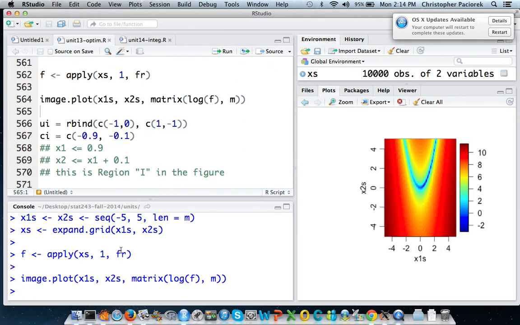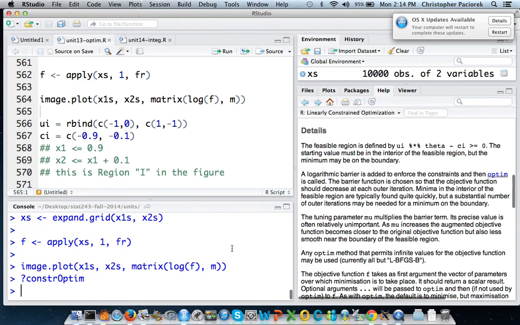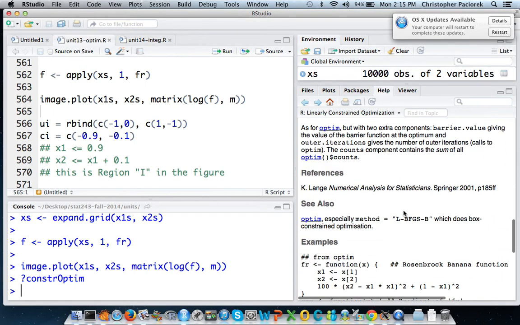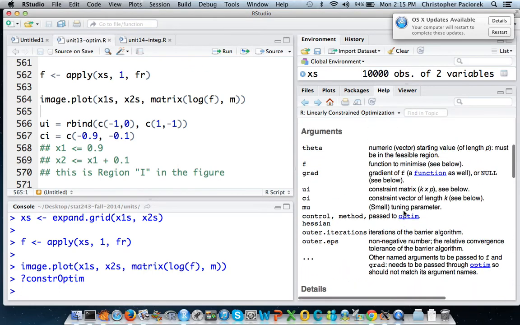Okay, so then if we go back to looking at the help information, it says the feasible region, so the region in which you can be based on the constraints, is defined by u sub i multiplied by theta minus c sub i being bigger than or equal to 0. If we look at more details on what it's expecting, it expects u sub i to be a constraint matrix and c sub i to be a constraint vector.